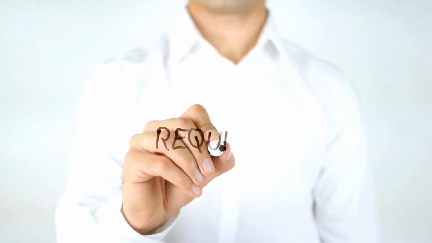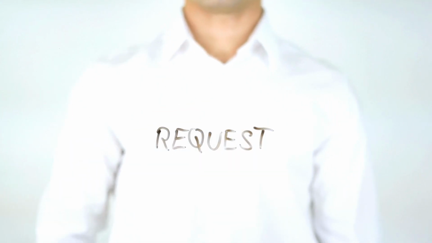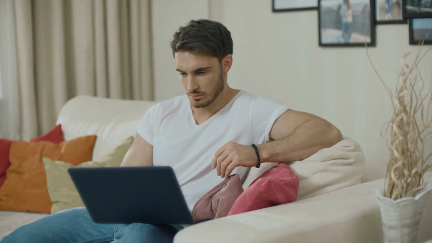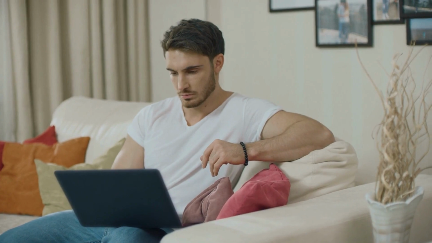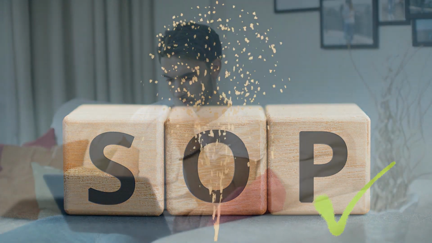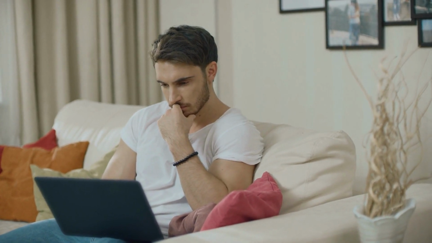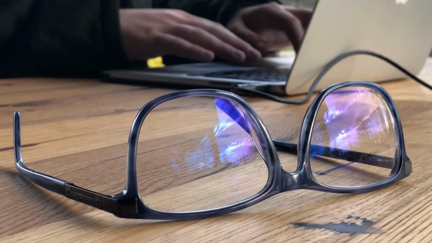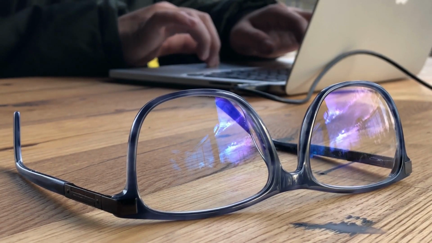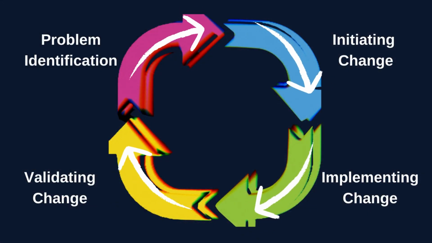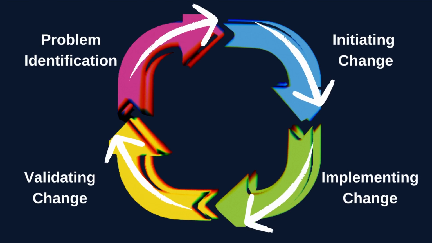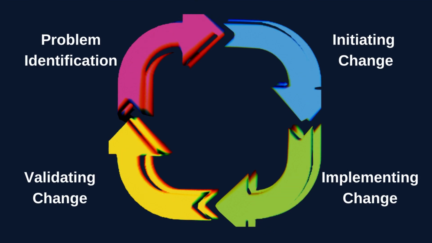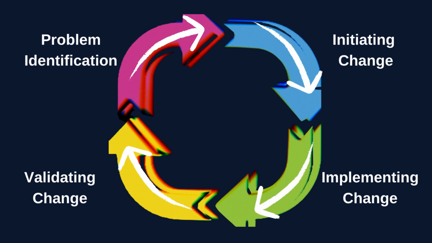This includes requesting the quality manager to modify the existing SOP for document management and evaluating available document management software options. Once the new SOP is ready and Mark has identified the document management software to fulfill his requirements, the change control form is sent for closure by the quality manager. This completes the change control loop from identification of the problem, initiating the change, implementing it, and validating the change.